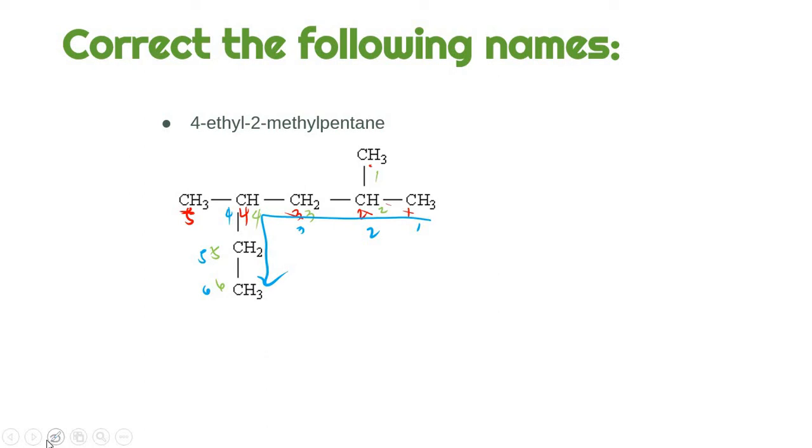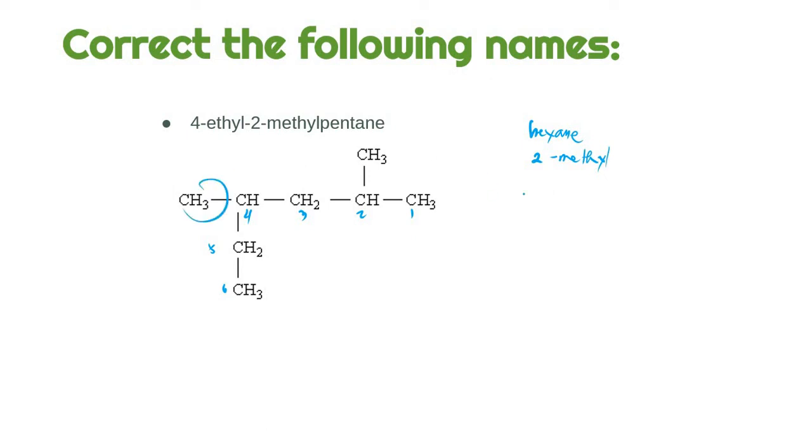So let's erase and clear the board first. So 1, 2, 3, 4, 5, 6. So now this is a hexane. You have a methyl branch at 2, and another methyl here. So this is actually not a 2-methyl but a dimethyl, at your 2 and 4. So 2,4-dimethyl.